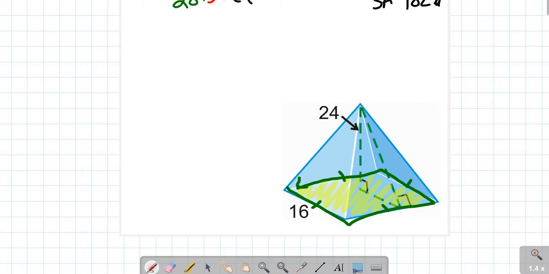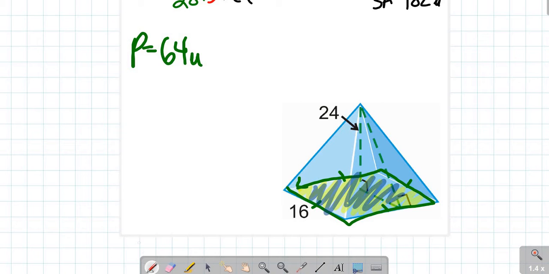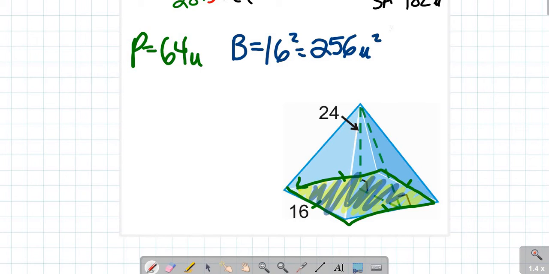So I find my perimeter. The perimeter of my base is 16 times 4. That's 64 units. And the area of my base, it's a square, so it's 16 squared. That's capital B. Remember, capital B stands for area of base. It's 256, I think. I'm going to double check. That's 256, and it's units squared because it's area.